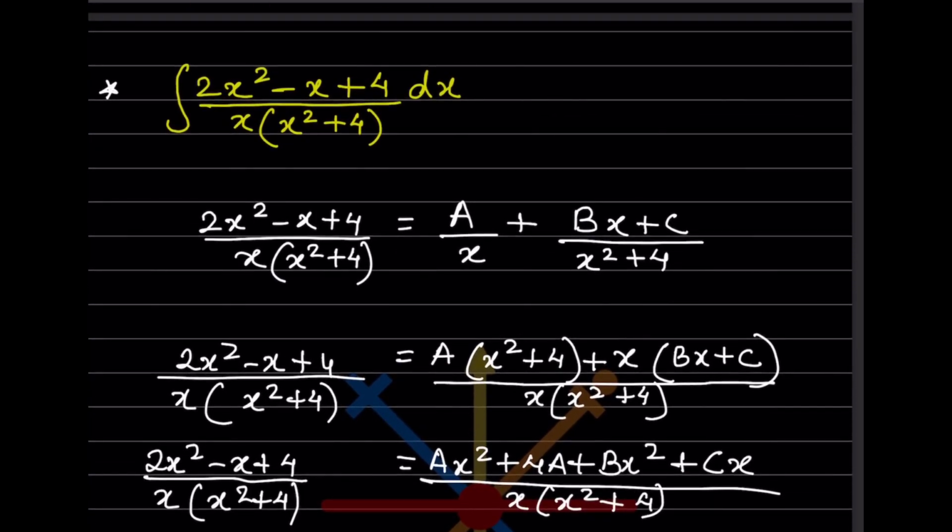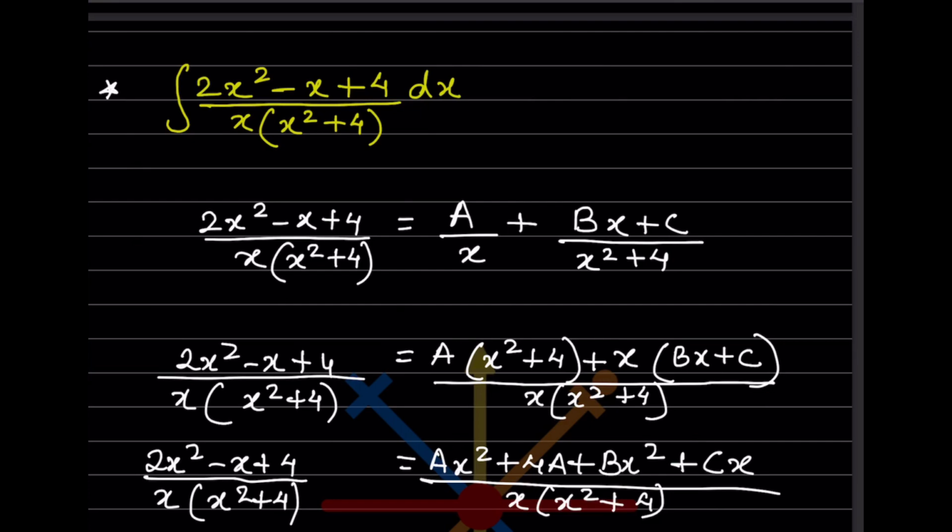Integration of (2x² − x + 4) dx, whenever this is of this type, divided by x into x² + 4. Because the numerator is 2x² − x + 4. We have seen the rules for that one in the start, so you can have a look at it.